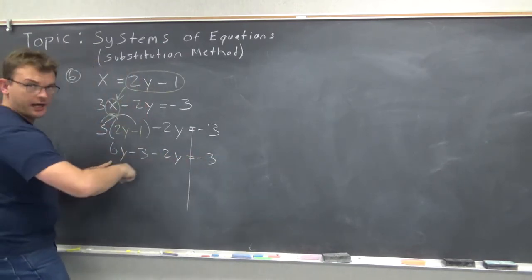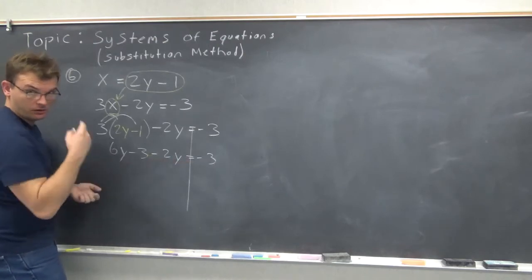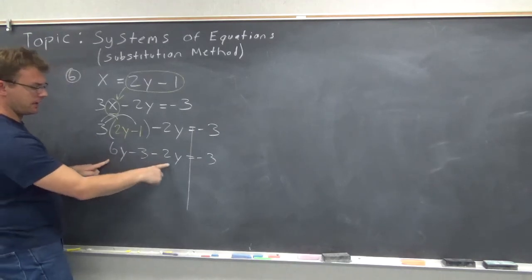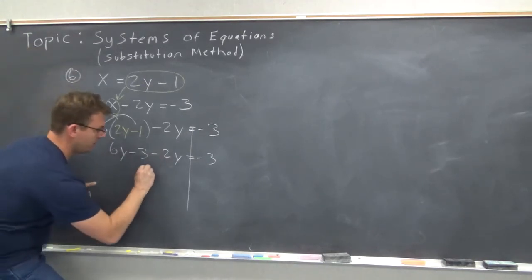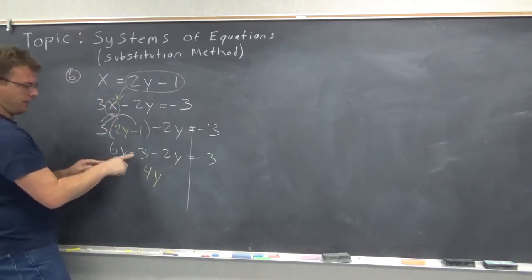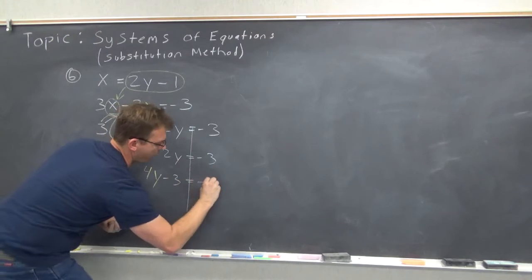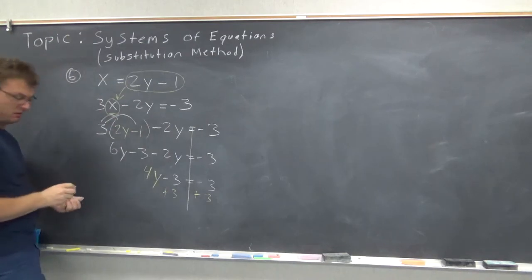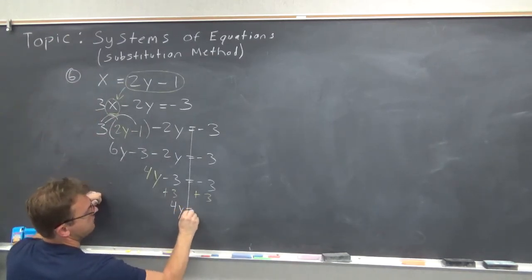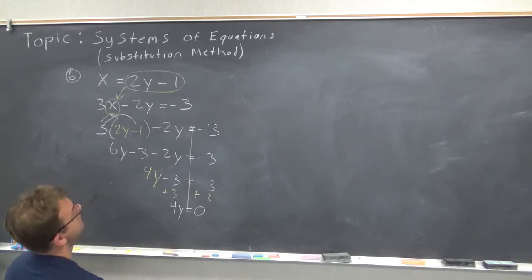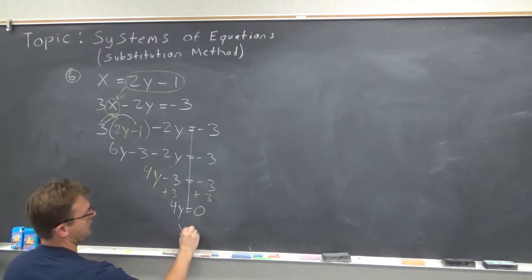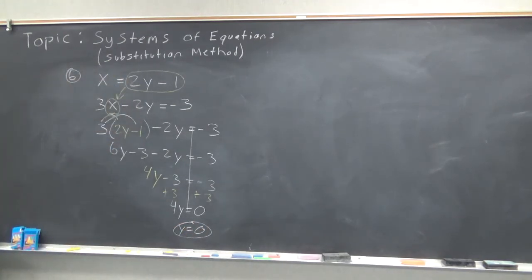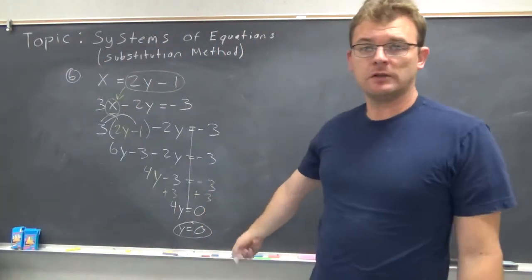See how everything's for y? Good sign. And now you're just going to combine like terms. So 6y minus 2y is 4y. And then you still have that -3. Add. 4y equals, is that 0? Making sure I'm doing this correctly. y equals 0. Okay, so it looks like y is 0, which is fine.